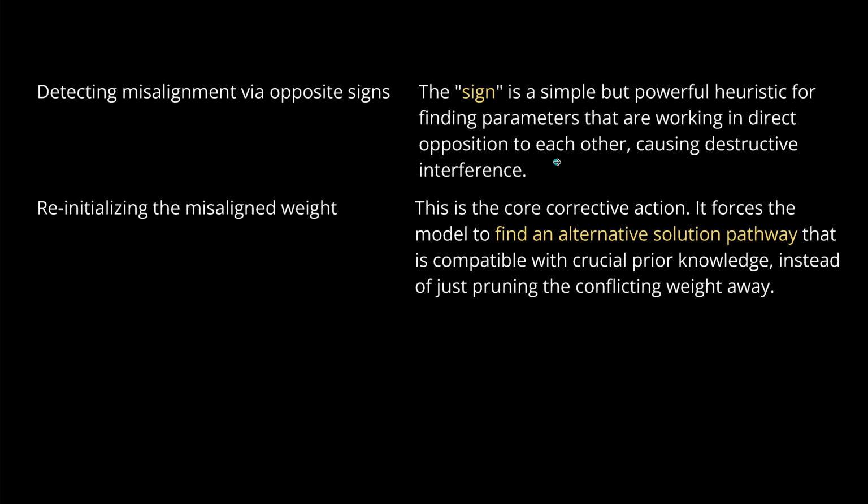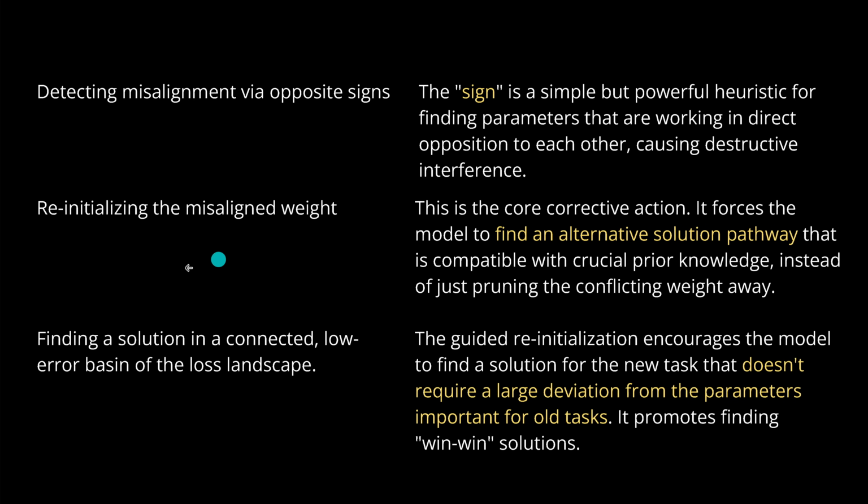Now, if you have this conflict, the solution is easy. Google tells us, hey, we reinitialize the misaligned weight structure. So if you want, this is the core corrective action. It forces the model: not here, not on this tensor. Find an alternative solution pathway that is compatible with the crucial prior knowledge we already encoded in the neural network. So finding now a solution in a connected low error basin of the loss landscape.